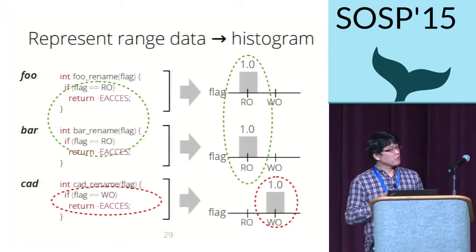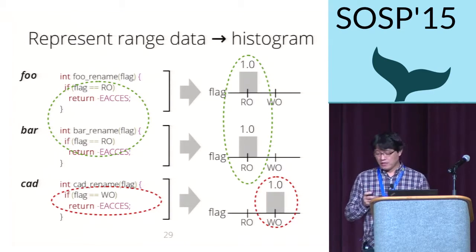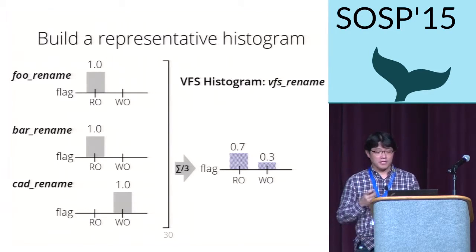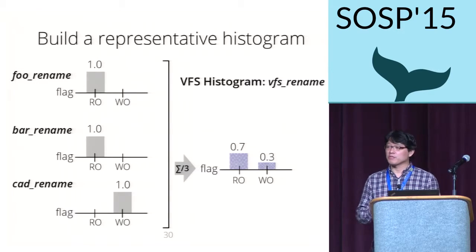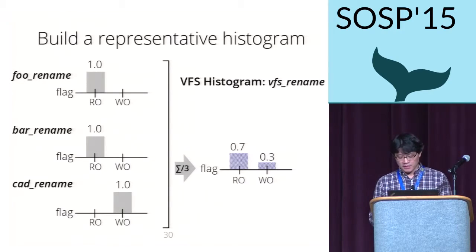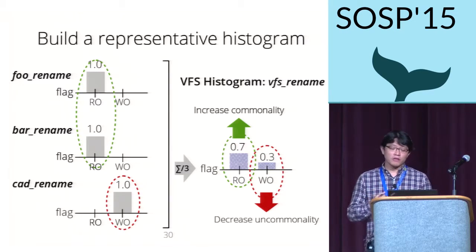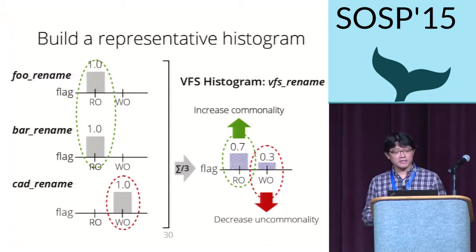And I'd like to mention one thing here. Our histogram representation preserves the range information. And then we build a representative histogram by performing the histogram average operation. In this example, the histogram average operation simply adds the histograms of the 3 file systems and then divides by 3. This simple histogram average operation has a nice property: it maintains the commonly used data range, such as in this case the flag comparison with read-only maintains high in magnitude, and rarely used sub-data ranges, such as in this case the flag comparison with write-only decreases in magnitude.